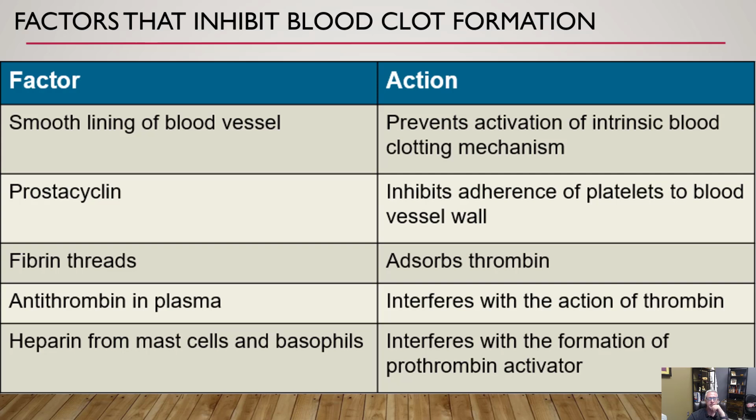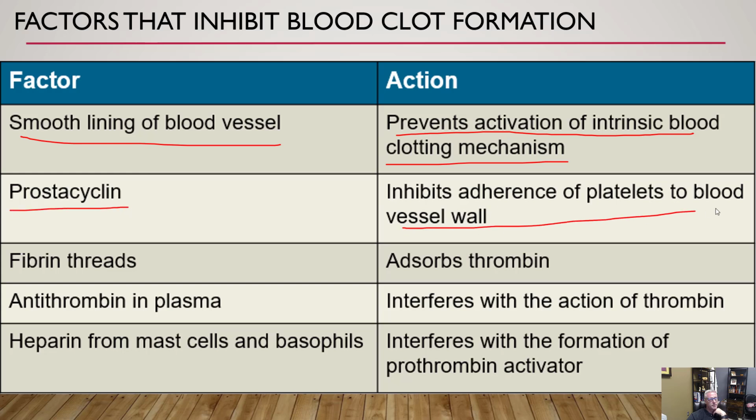So things that inhibit blood clot formation: the smooth lining of the blood vessel, and how does it do it? It prevents activation of the intrinsic blood clotting mechanism. Remember, the intrinsic side activates based on foreign substances like collagen. Prostacyclin is a vasodilator and prevents platelets from adhering to the vessel wall.